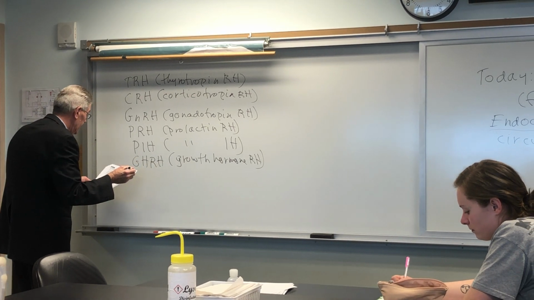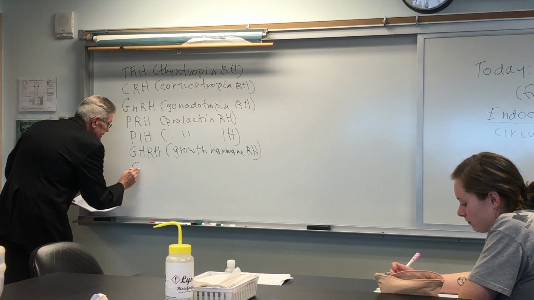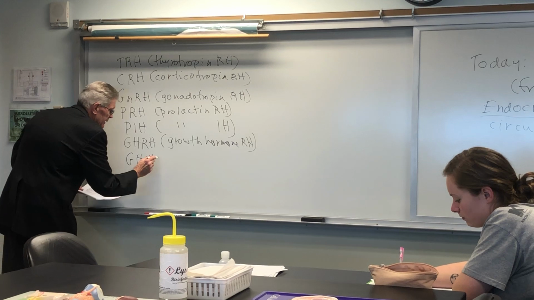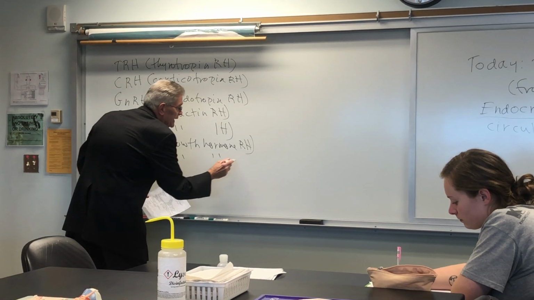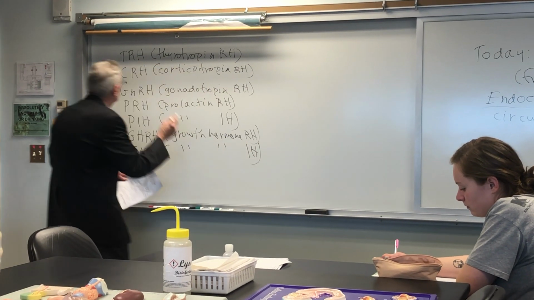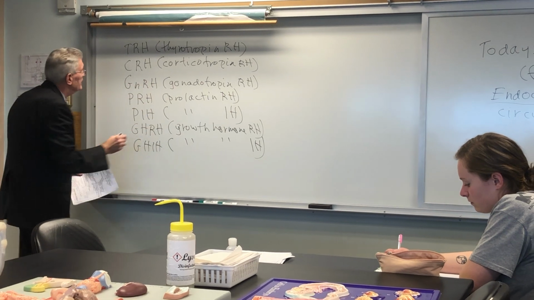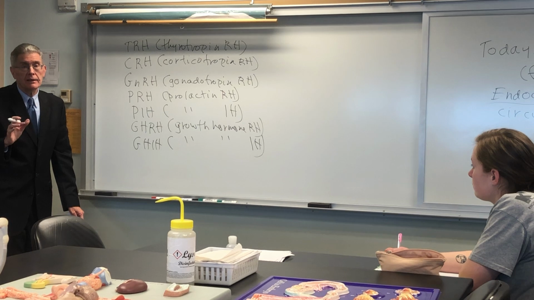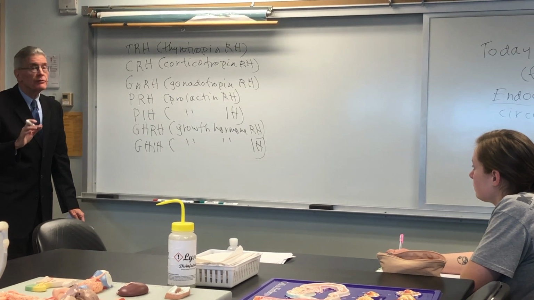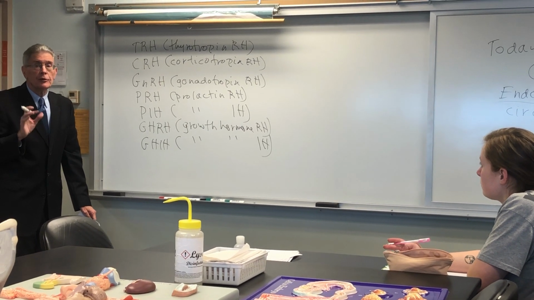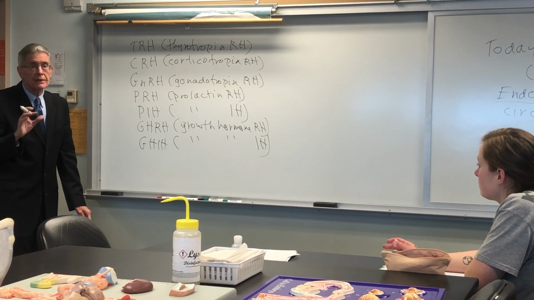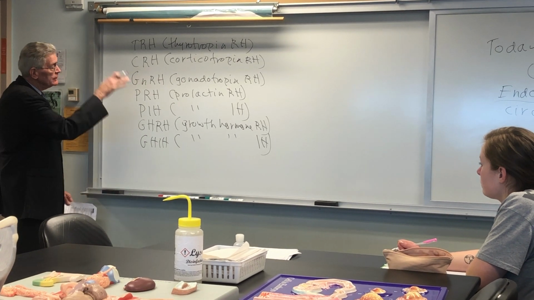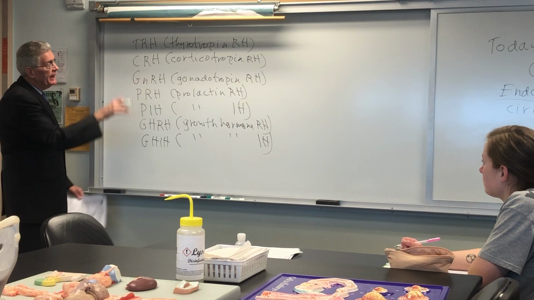Let's see, what else do we have here? GHIH, growth hormone inhibiting hormone. That's 1, 2, 3, 4, 5, 6, 7. All of these target the anterior pituitary gland. So these are 7 hormones from the hypothalamus of the brain that specifically target receptors in the anterior pituitary, controlling the activity of the anterior pituitary.